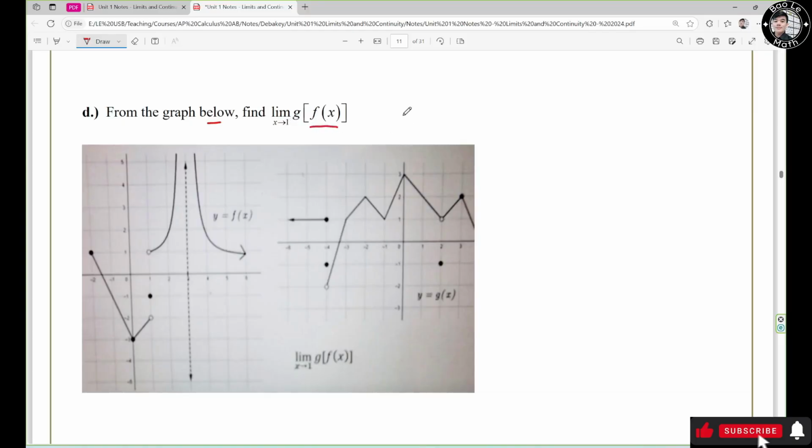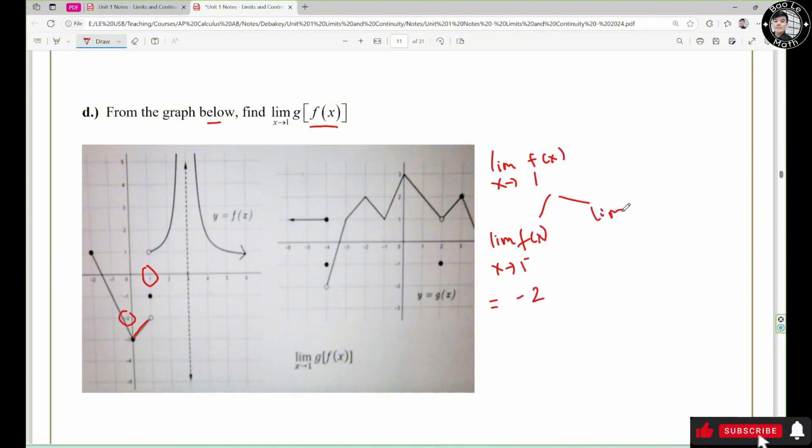So we need to calculate the limit of the inner function first, right? So we have the limit of f of s when s approaches 1. So we look at this one. When s approaches 1, we need to split this into two limits. The limit of f of s when s approaches 1 minus, which means this guy right here, is going to be negative 2, because this one equals negative 2.